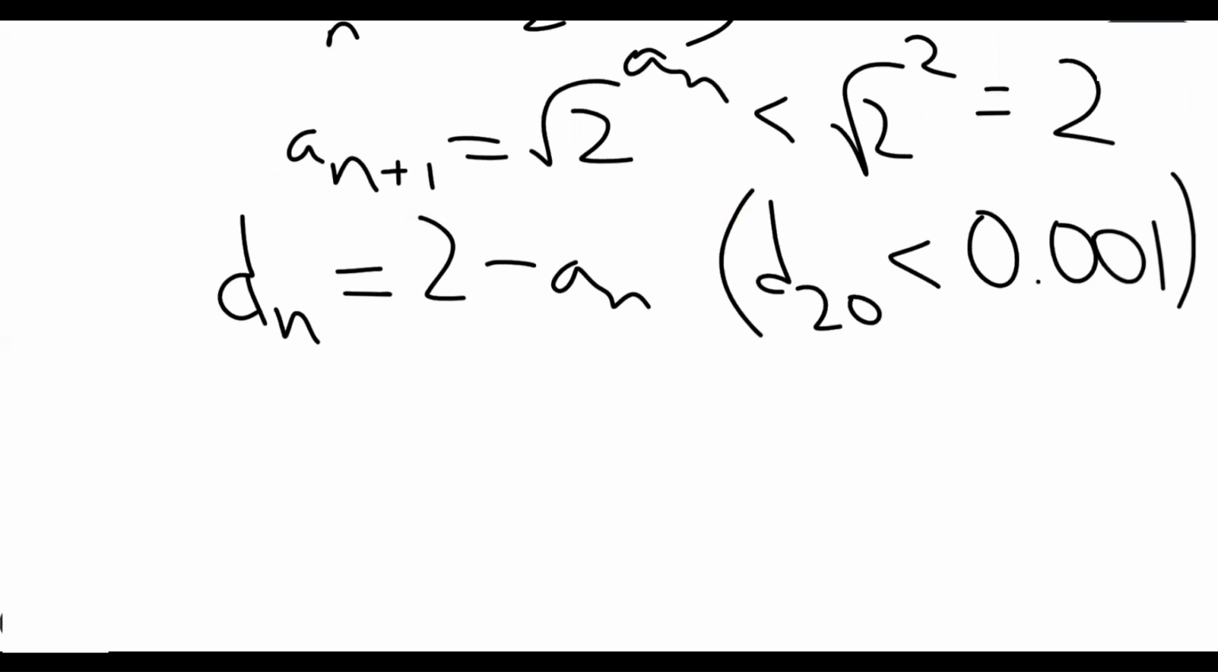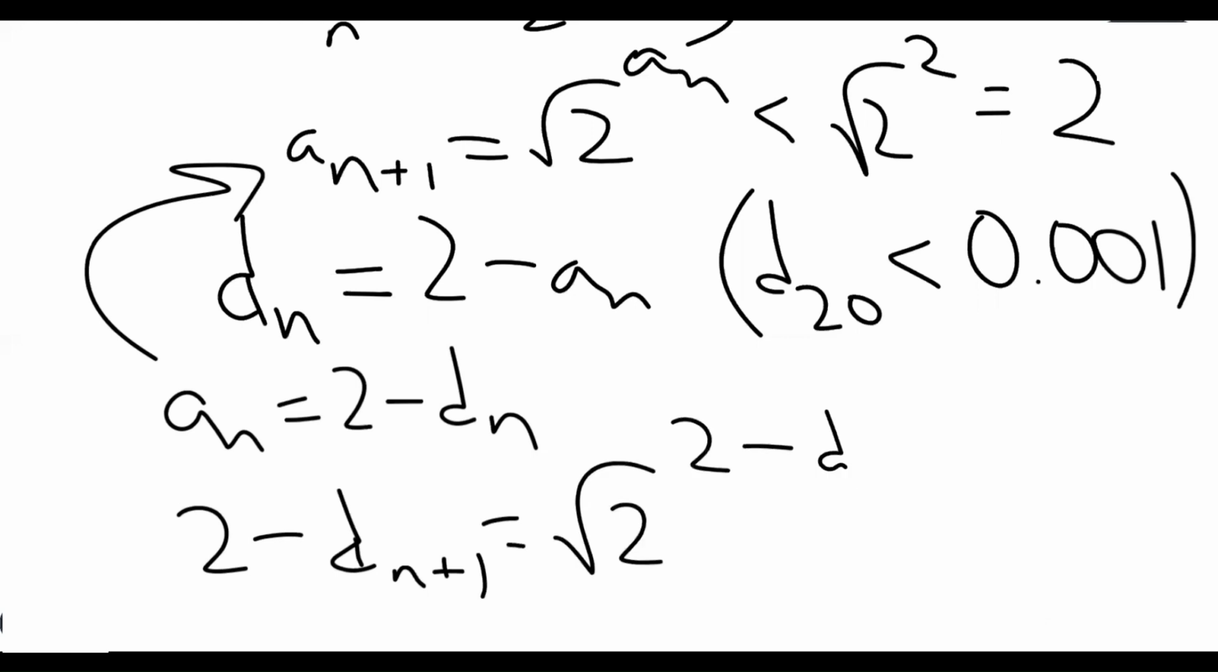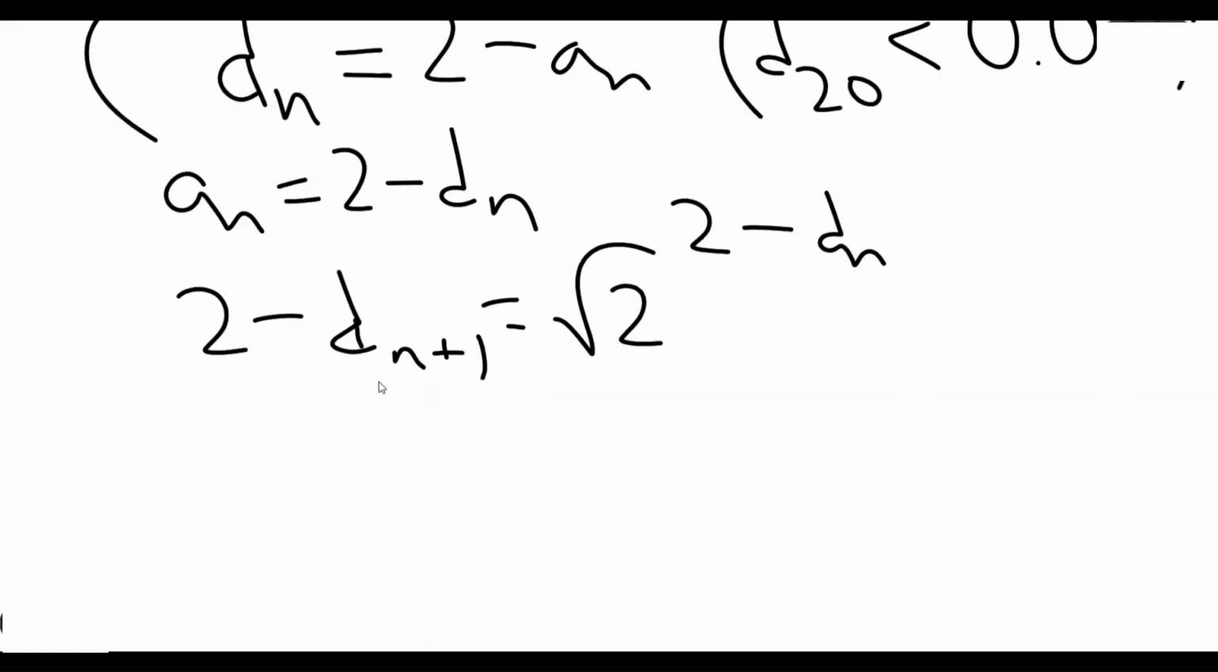Okay, so what I get is 2 minus d_n, it's the same thing. Let me just plug that into this equation here. And that gives me 2 minus d_(n+1) equals root 2 to the 2 minus d_n. Okay, so it's not a very pretty recursion, but let's see what we can do with that. Well, I can solve for d_(n+1) here. So d_(n+1) will be 2 minus this thing on the right.